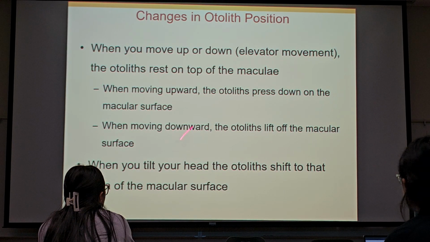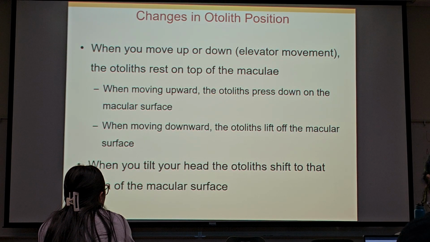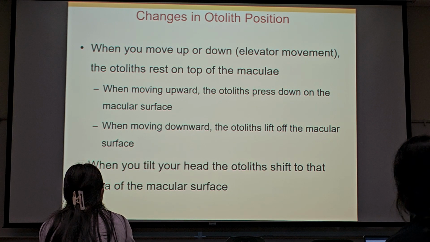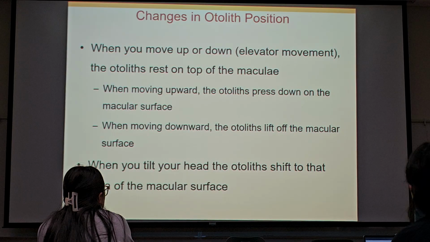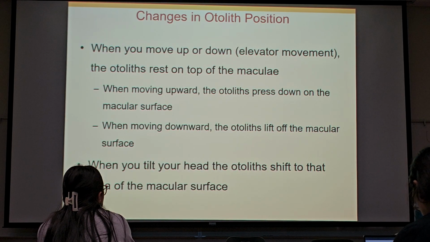All right, and then that signals to the brain, oh, we're moving up, oh, we're moving down, like in an elevator. When we tilt our heads, that membrane is sliding over those stereocilia and kinocilia.